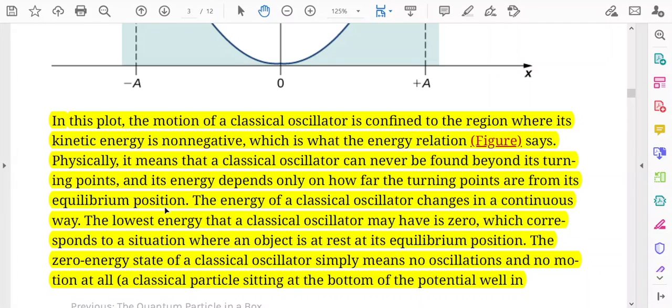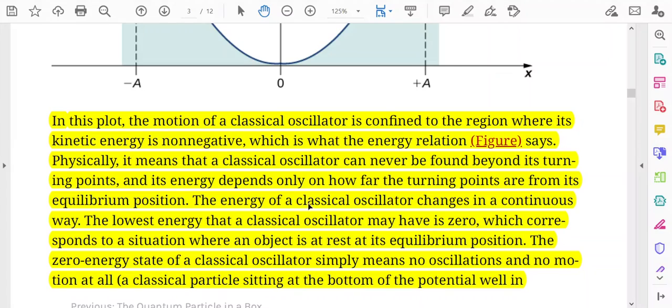You see in the graph, suppose the object can be found in this region, this is plus a and this is minus a. If you increase the distance, suppose plus a is here and minus a is here, that means its total energy will be higher. So total energy depends on how far the turning points are from its equilibrium position. x is equal to 0 is the equilibrium position.